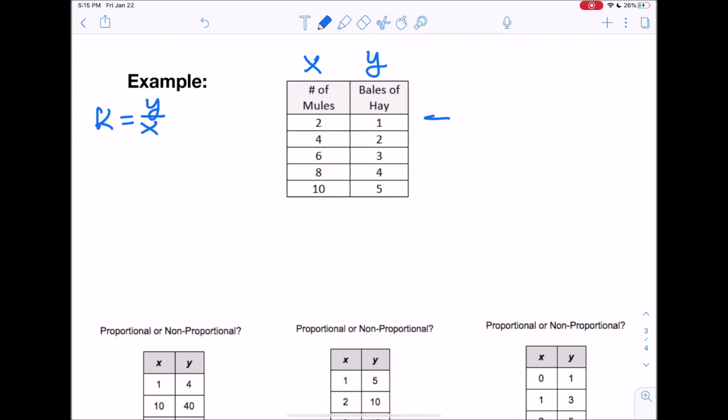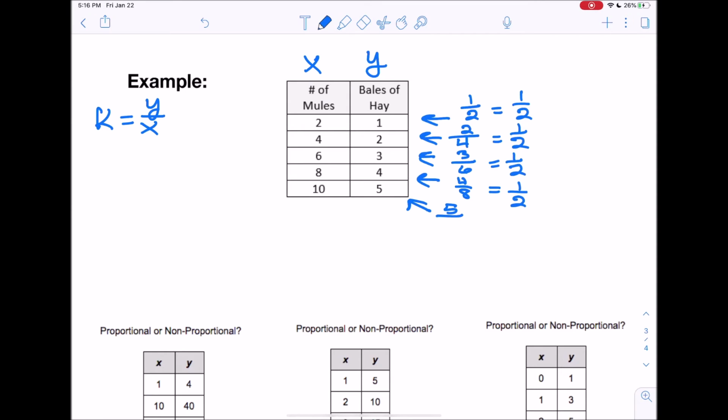So for the first one, I have 1 divided by 2, and that's a half. And we already did this one. 2 divided by 4, that's a half. 3 divided by 6, that's a half. 4 divided by 8 equals a half. And then last but not least, we have 5 divided by 10, which is also a half. We have the same unit rate for all our data. For every x and every y, we have the same ratio.